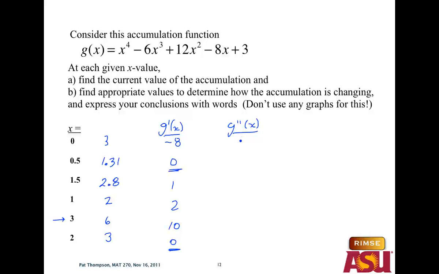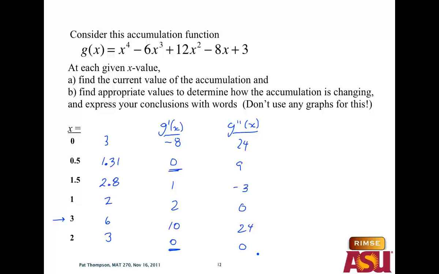Anybody got them? At 0. Yeah, 24. 24? 9. 9? Negative 3? 0. 0? 24. 0. Okay. So who can tell me at x equals 0, can you articulate how the accumulation, so the accumulation has a value of 3, but how is it changing? Anyone articulate how it's changing?